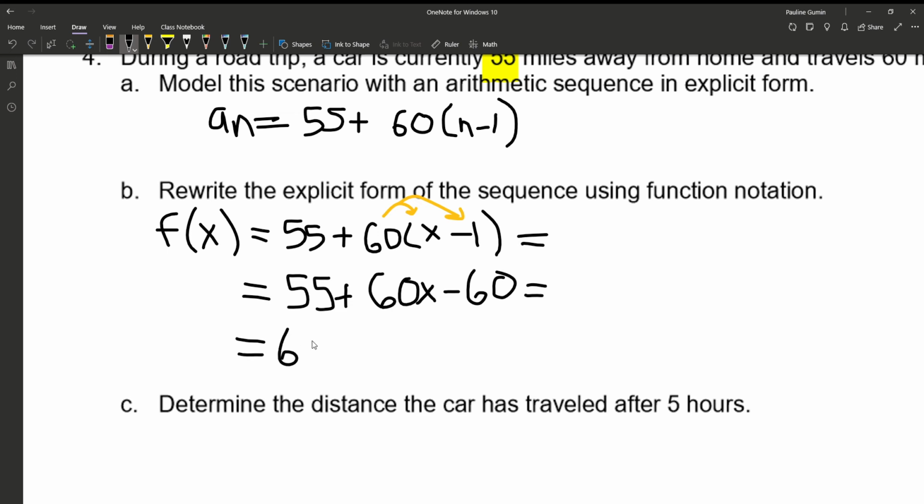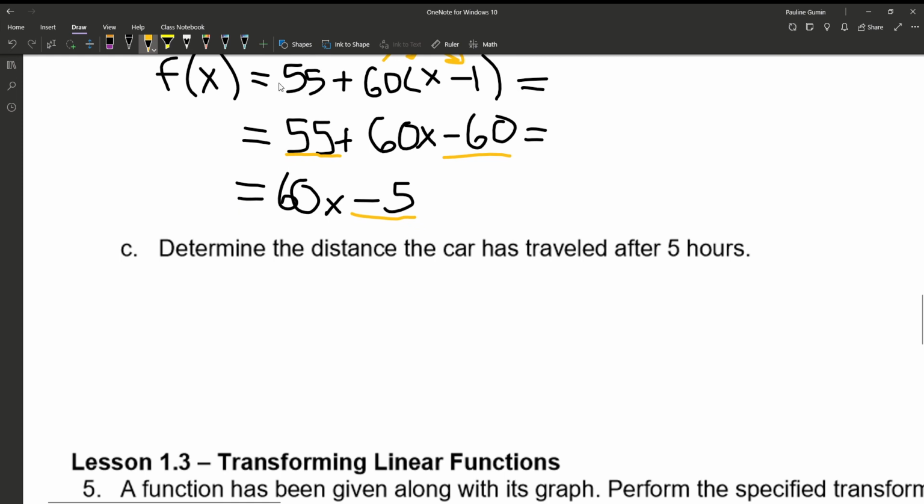60x has nothing to combine with, so it stays 60x. But I do have like terms. I have this 55 and this minus 60 to give us a negative 5. Notice how I say a negative and minus interchangeably, and that's because a negative and a minus sign are technically the same thing.